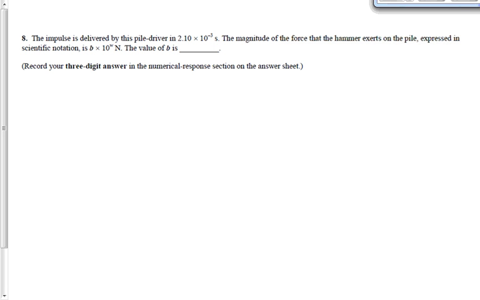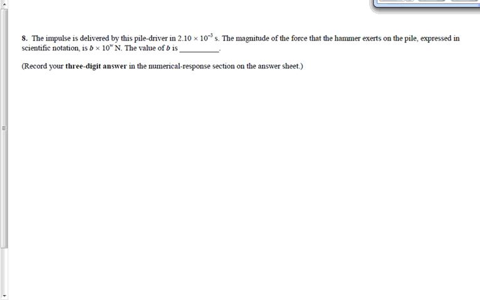Time to take a look at this one. Number 8 says, the impulse from the last question is delivered by the pile driver in 2 times 10 to the negative 3 seconds. So the impulse is delivered to that pile in a very, very short period of time, 0.002 seconds. Basically 2 1,000ths of a second. The magnitude of the force that the hammer exerts on the pile, expressed in scientific notation, is what?